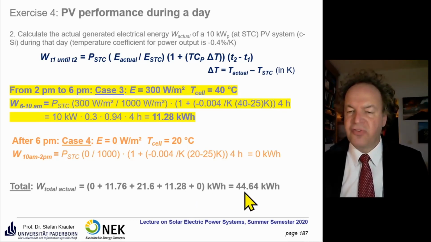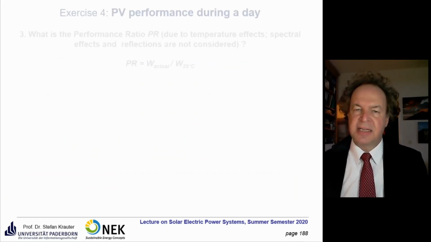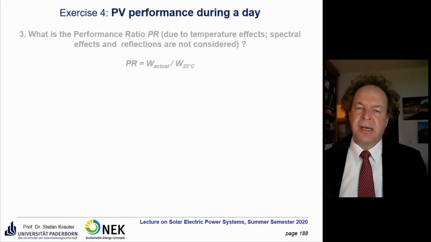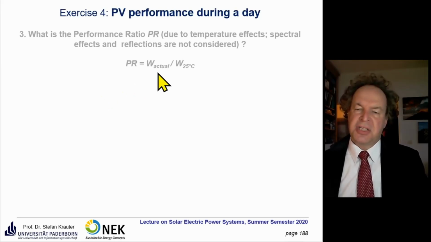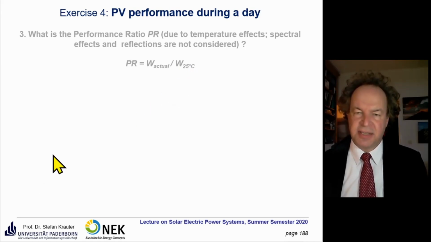That's 44.64 kilowatt hours. That is our result, what has been asked. There is another task to be done, the so-called performance ratio. This is just the actual energy output divided by the theoretical energy output if the temperature would be kept constant at 25 degrees Celsius. So we take a look at that.